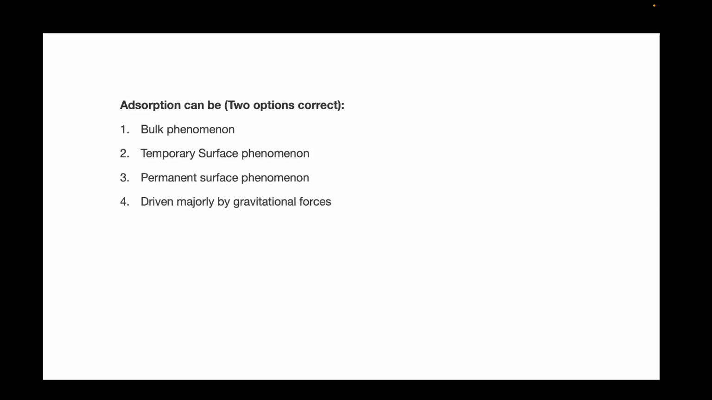Adsorption can be which of these two correct options? 1. Bulk phenomenon. 2. Temporary surface phenomenon. 3. Permanent surface phenomenon. Or 4. Driven majorly by gravitational forces.